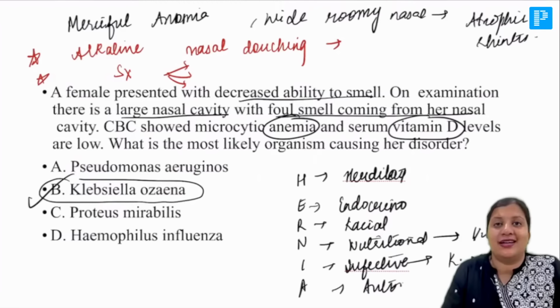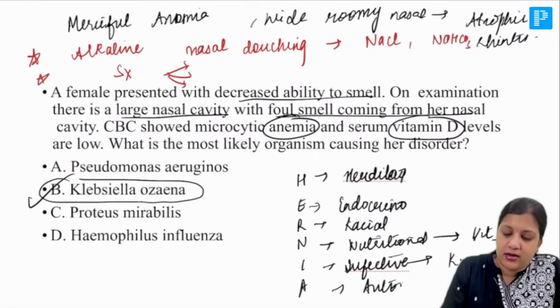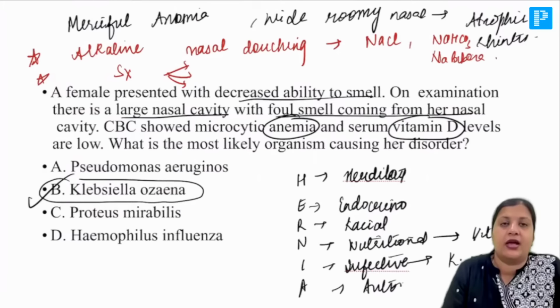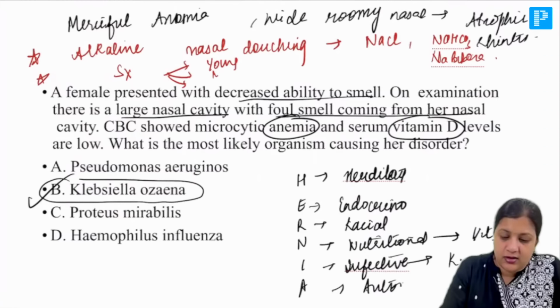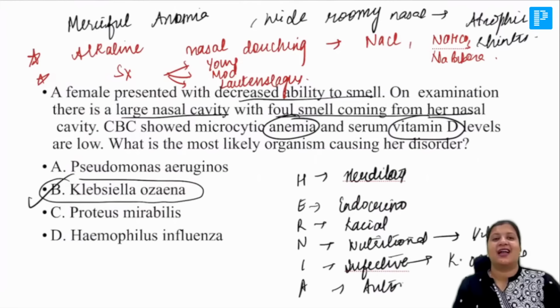So alkaline nasal douching solution consists of sodium chloride, sodium bicarbonate, and sodium biborate, which is mixed with water. The surgical treatment of choice is Young's operation, modified Young's operation, and Lautenschlager's operation. Right? So these are the surgeries that we do for patients with atrophic rhinitis.